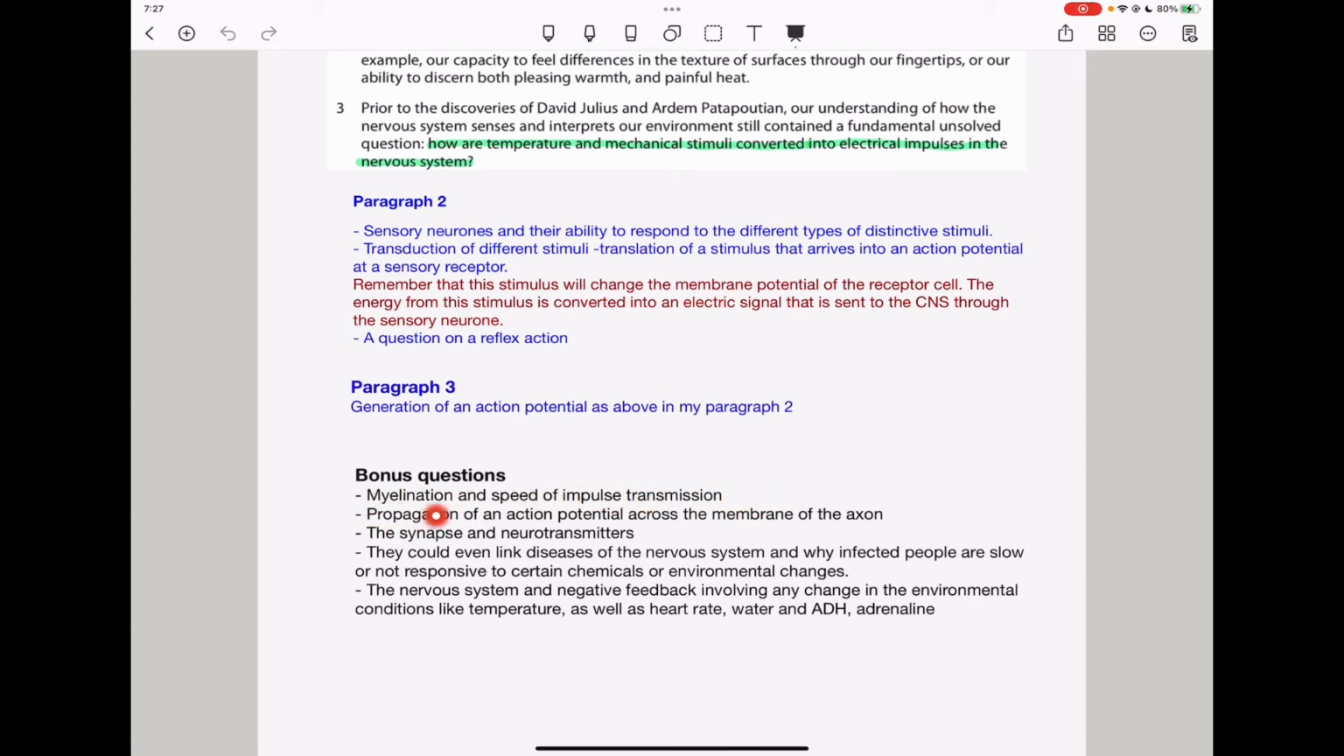They could talk about propagation of an action potential across the membrane within the axon. They could talk about the synapse, neurotransmitters, and impulse transfer across the synapse. They could ask you to link disease of the nervous system and why certain infected people might be slow or not responsive to certain chemicals or certain environmental changes. That is involving maybe the nervous system, muscles, and so on. They could also ask about the nervous system and negative feedback involving any change in the environment. This change could be maybe due to temperature.